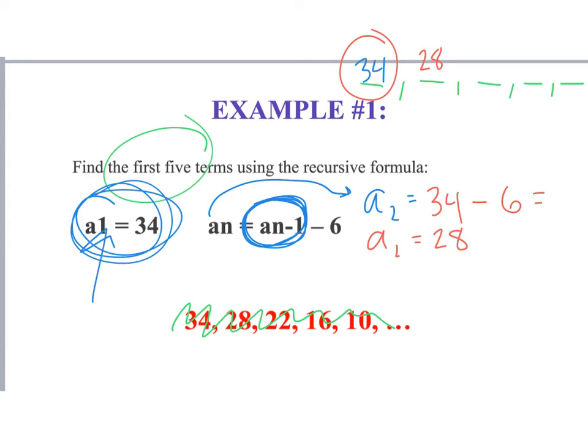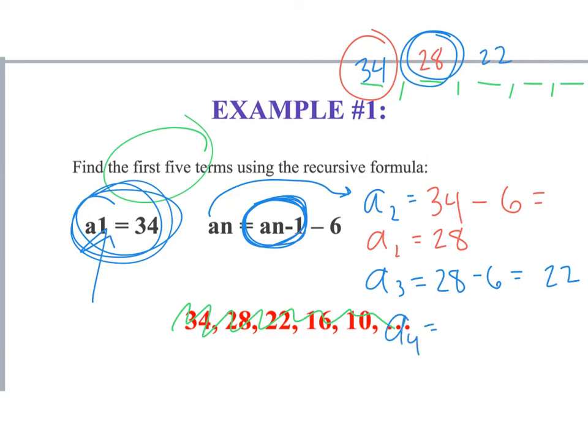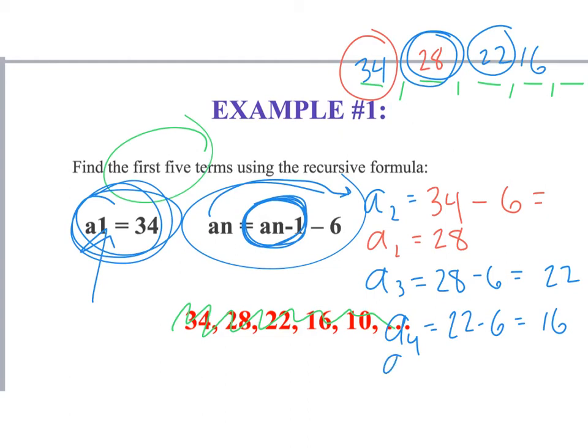Now we need to find the third term. So in order to find the third term, we're going to take the previous term, in this case it was 28, take away 6, and that's equal to 22. Now we're going to find the fourth term. Again, we need to use the third term, the previous term, which was a 22. Take away 6, because that's our rule, and I get 16. For the fifth term, again, previous term, which is 16, minus 6 is 10.